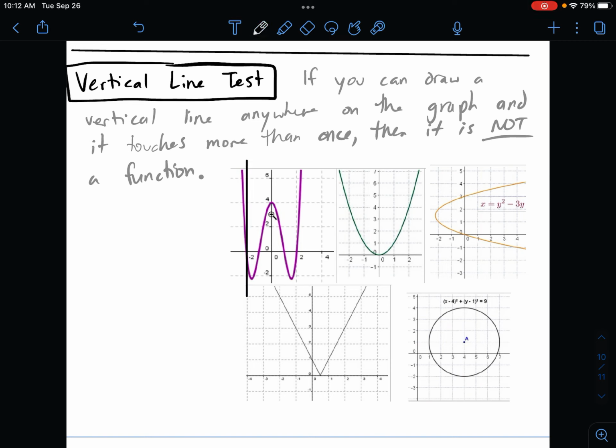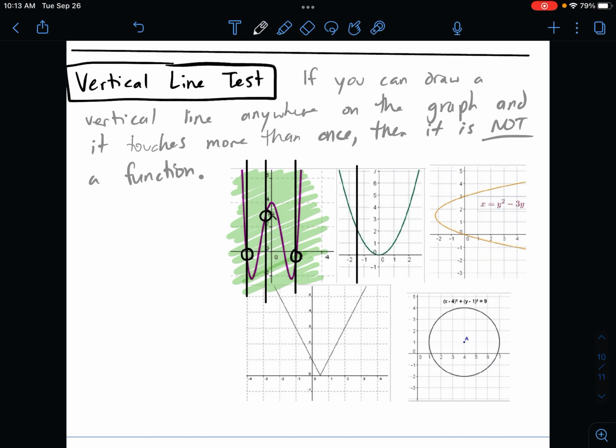So let's go ahead and try this. On the first one, I could draw a line on the left side, I could draw a line over here, I could draw a line on the right side. Notice it doesn't matter where I draw this line, it crosses the purple once here, once here, once here. No matter where I draw this vertical line, it's only going to cross the purple one time. So this is going to be a function, and it is a function. I'm going to shade in the graph green to show us that it is going to be a function. All right, so green means function.